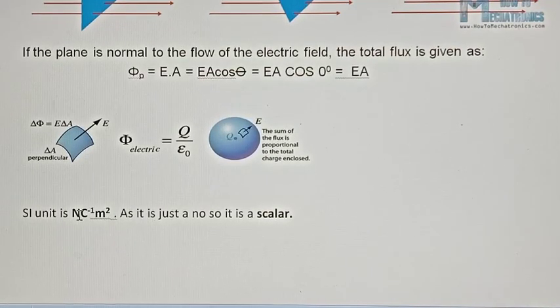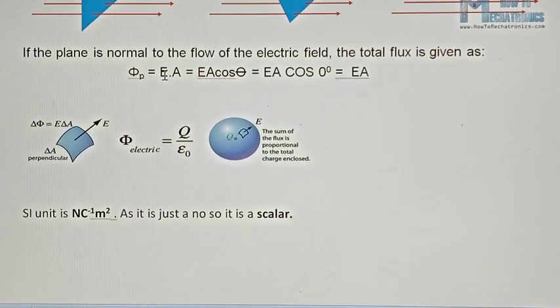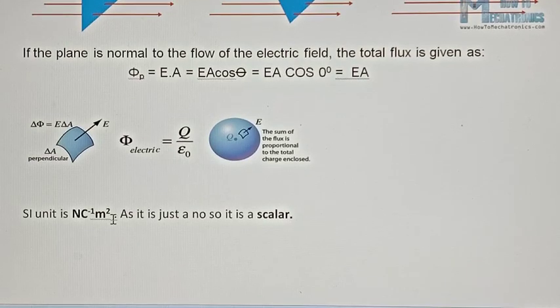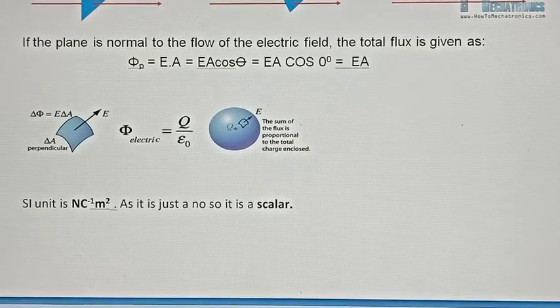SI unit of electric flux, you can see it is Newton per Coulomb into meter square. For electric field it is Newton per Coulomb. For area it is meter square. So Newton Coulomb inverse meter square, and it is a scalar because it is just a number.